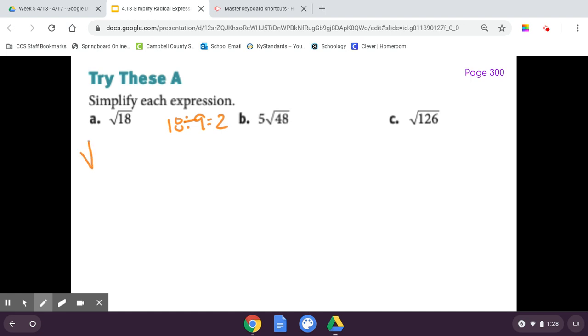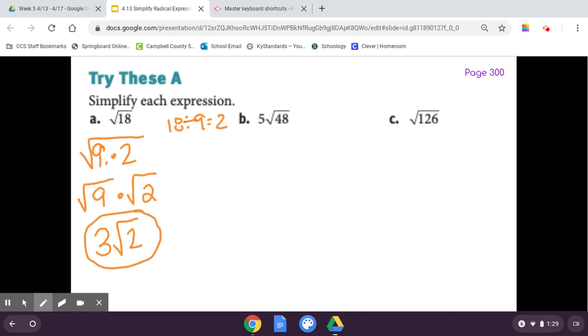So I can change this to the square root of 9 times 2, which is the square root of 9 times the square root of 2. The square root of 9 is 3. Square root of 2 is irrational, so we just leave it, and that is our answer.